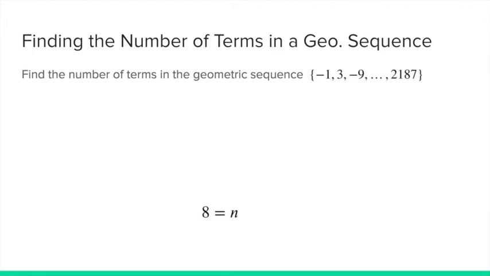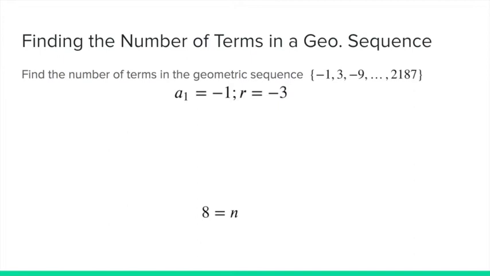Well, I kind of gave away the answer here, messed up my animations, but we want to find the number of terms in a sequence. And in this case, our first term is -1 and our final term is 2187. So pointing out some of the important relevant information here, you might notice that the first term is -1 and the common ratio is -3.